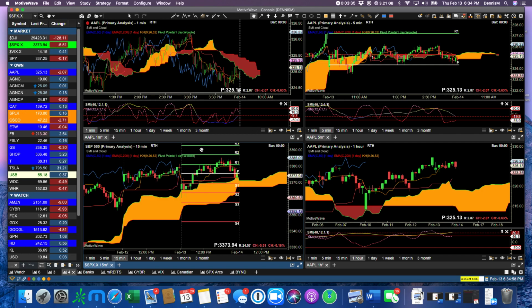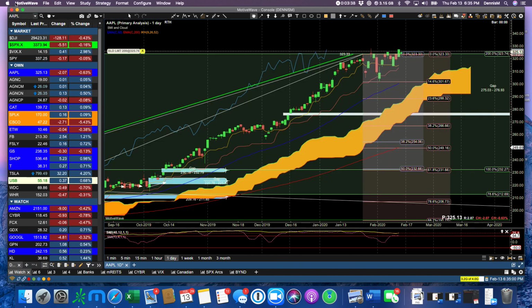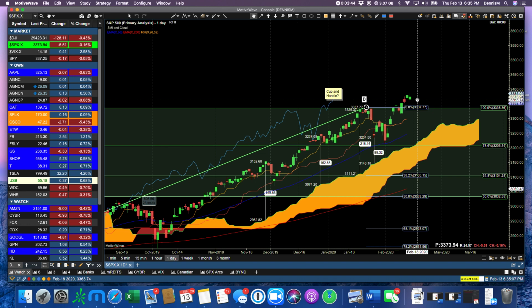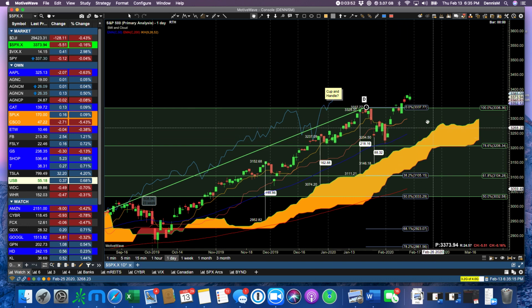The S&P was down 5. Let's go to our bigger charts here. Down 5. So still in breakout territory. Still looks bullish, right? But I'm still concerned that we haven't come down to touch the cloud yet.